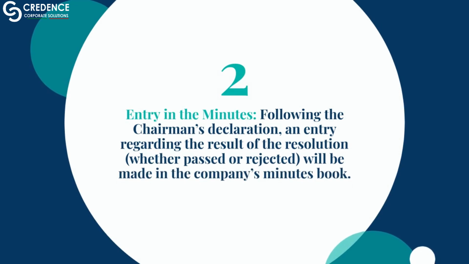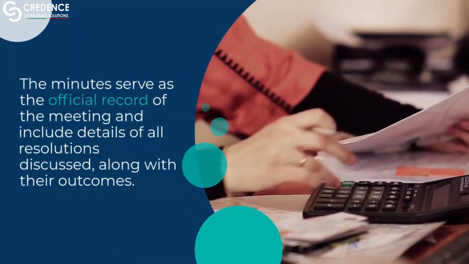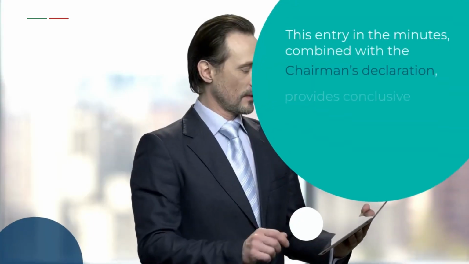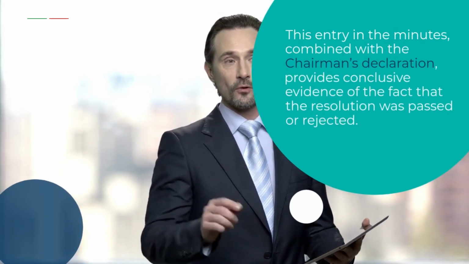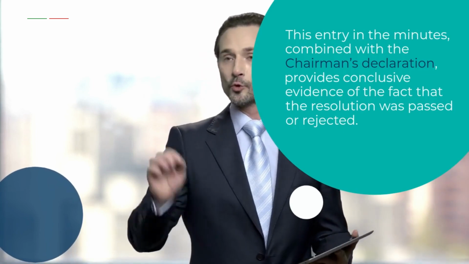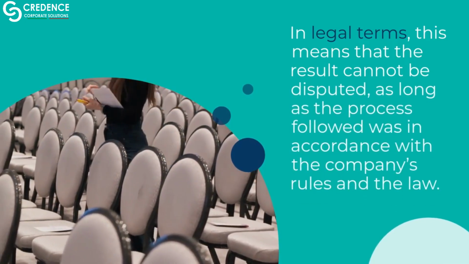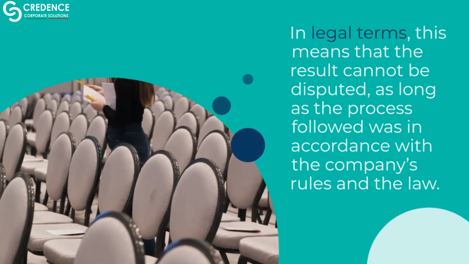Following the chairman's declaration, an entry regarding the result of the resolution, whether passed or rejected, will be made in the company's minutes book. The minutes serve as the official record of the meeting and include details of all resolutions discussed, along with their outcomes. This entry in the minutes, combined with the chairman's declaration, provides conclusive evidence of the fact that the resolution was passed or rejected. In legal terms, this means that the result cannot be disputed, as long as the process followed was in accordance with the company's rules and the law.